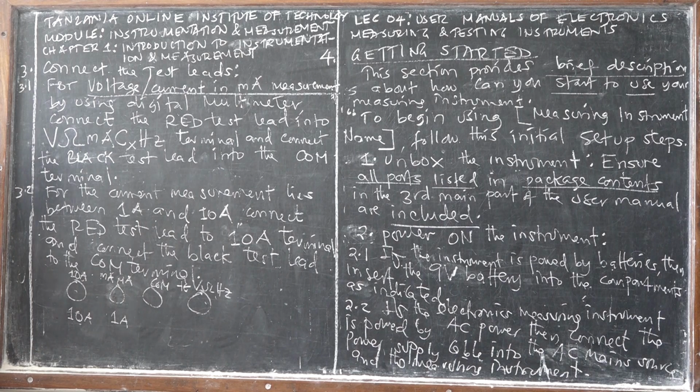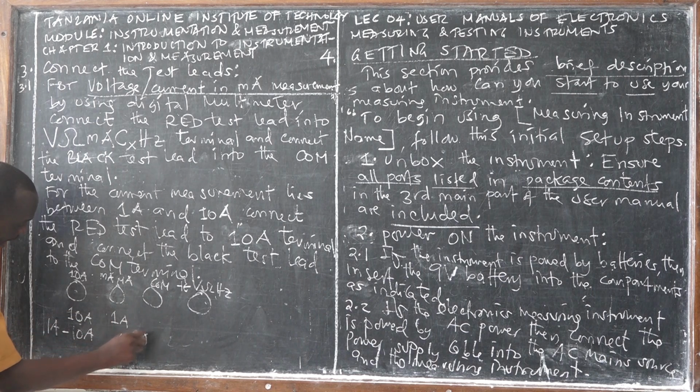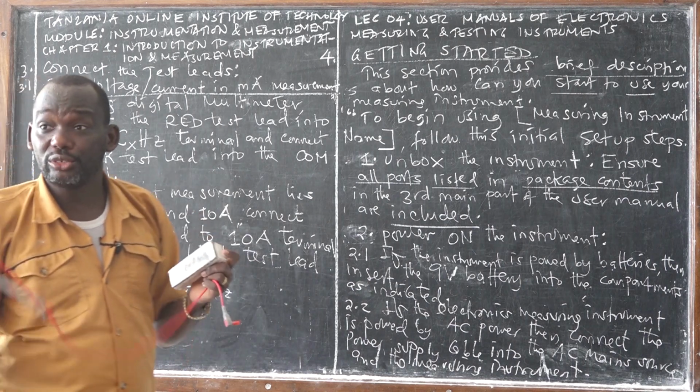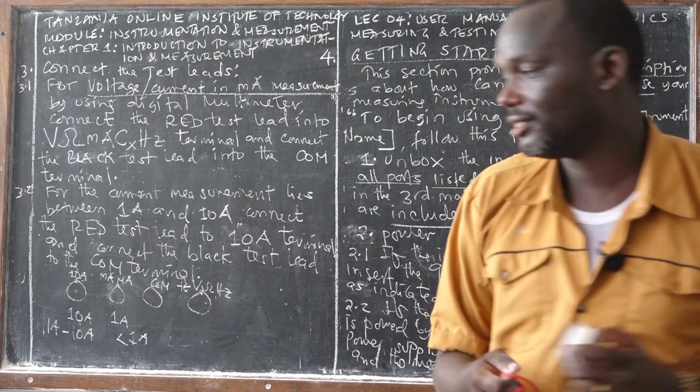And then listen, if for instance you are measuring a current less than 1 ampere, and you connect the test leads to the high-current terminal, the ammeter will not measure that amount of current because it's outside of its range. So in this terminal, this ammeter will measure current between 1 ampere and 10 ampere, while this one will measure current less than 1 ampere. Are we together, class? Yes. Okay.